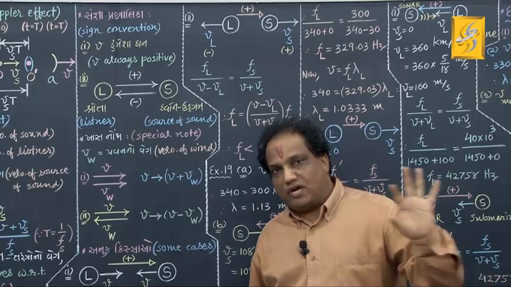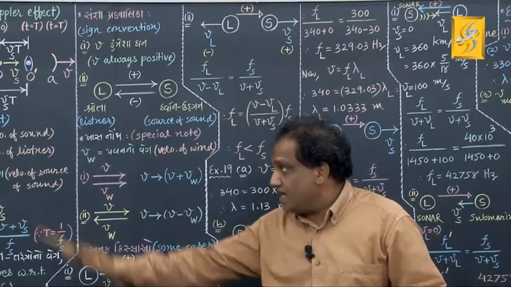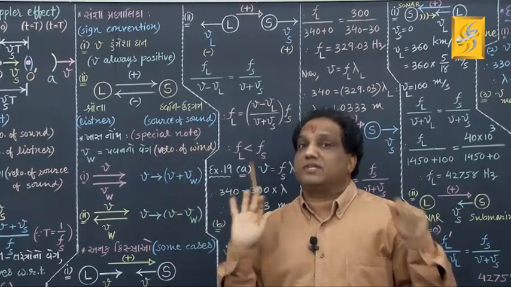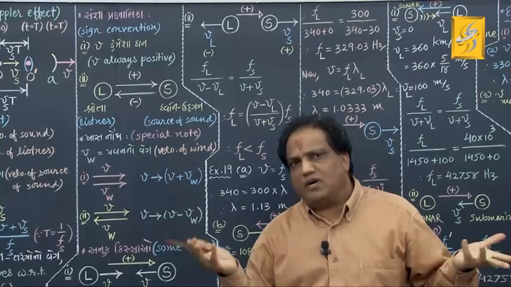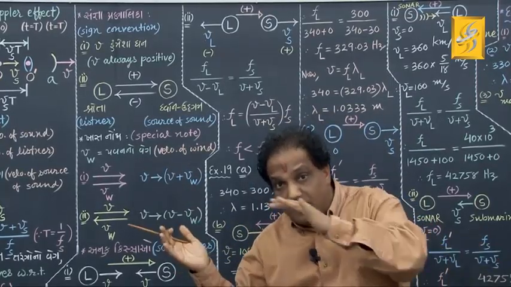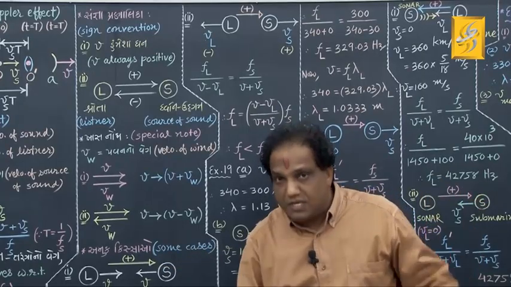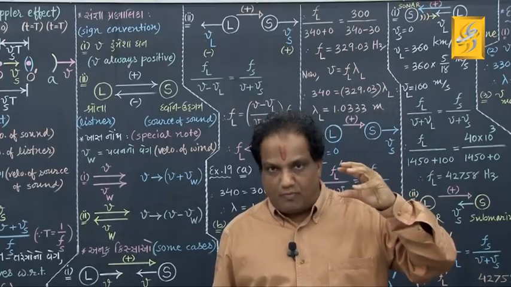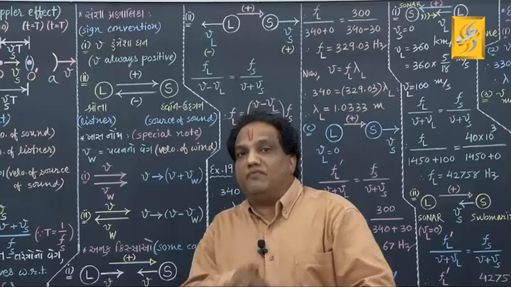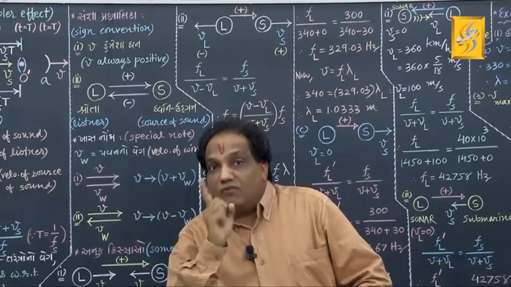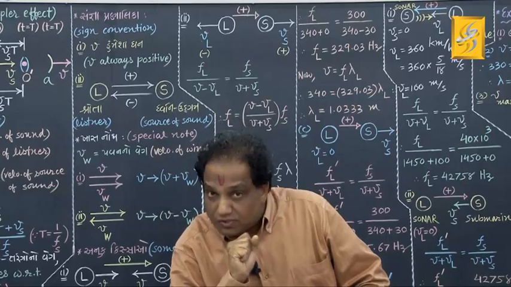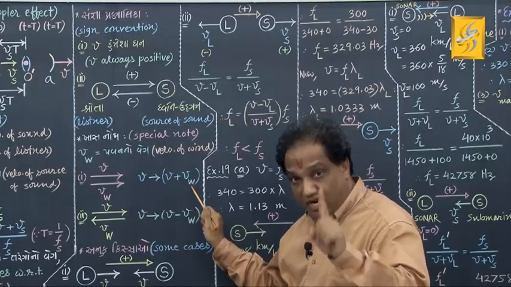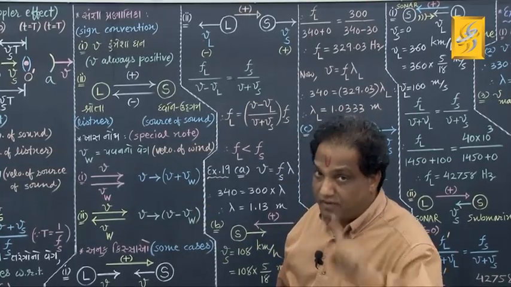Now let us understand this special note. During the propagation of sound wave in air medium, we have assumed that the whole air medium as a whole is at rest. That is what we have assumed, but it is not necessary. In practical conditions, you may have some wind. If wind is blowing, then again we can think of two possibilities. If sound waves are propagating this way, and the wind is also in the same direction, then the resultant velocity of sound waves should be taken V plus VW, where VW is the velocity of wind.